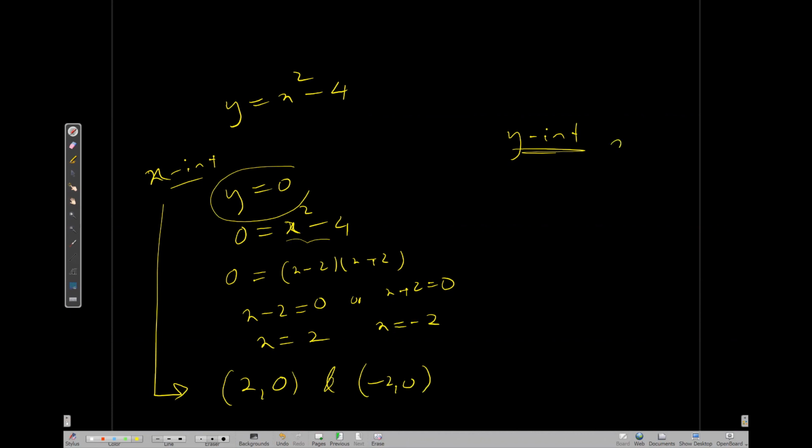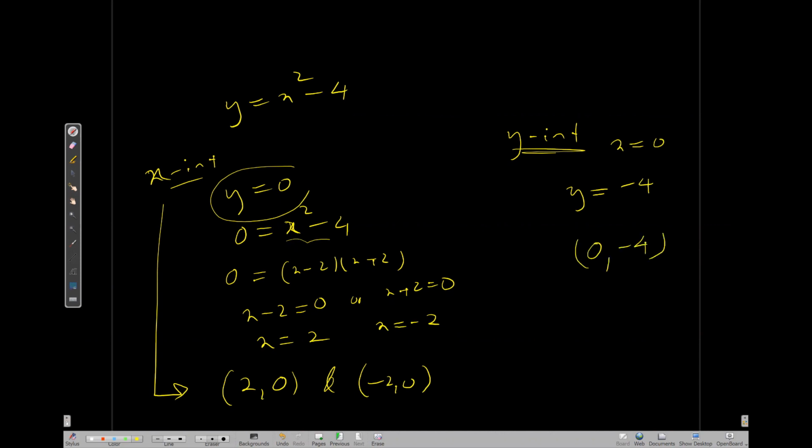For the y-intercept, you put x equals 0. So y equals 0 squared, which is 0, minus 4. So only 1, and it is 0 comma negative 4.